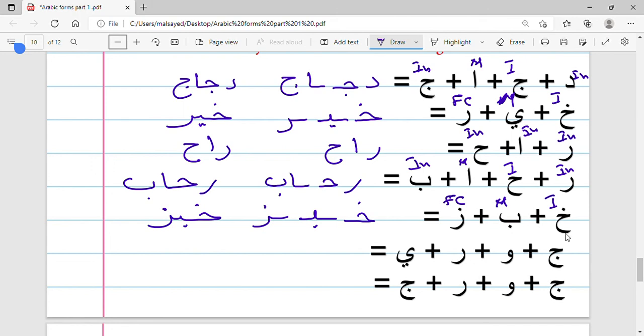Okay, let's try here. We have the jim as the first letter, so we choose the initial. Between the jim and the waw, the jim connects with after and the waw connects with before, so we choose the middle. Now between the waw and the ra, the waw makes the decision. The waw doesn't connect with after, so we choose the independent. Between the ra and the ya, the ra makes the decision, and ra doesn't connect with after, so we choose the independent of the ya. So we have the jim as the initial, the waw as the middle, the ra as the independent, and the ya as the independent.